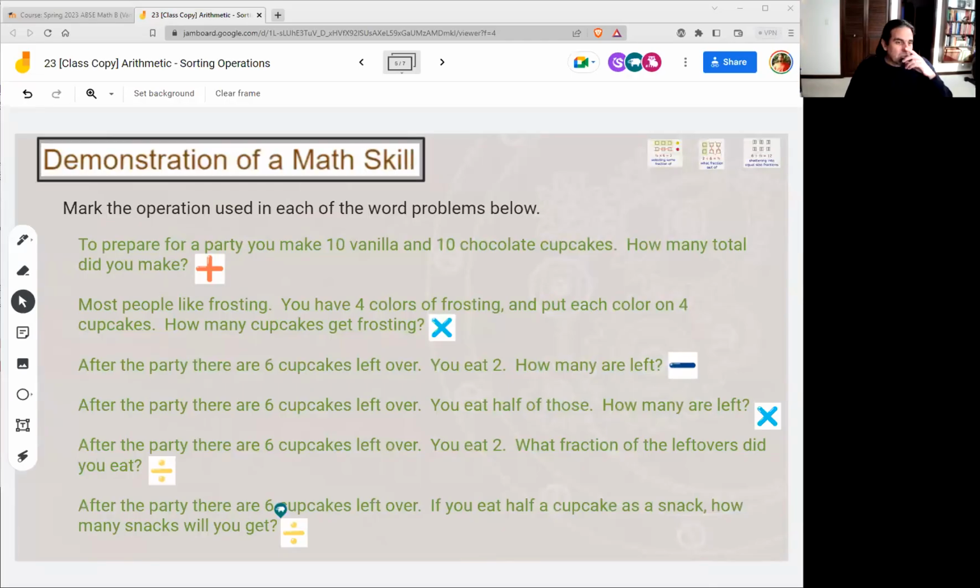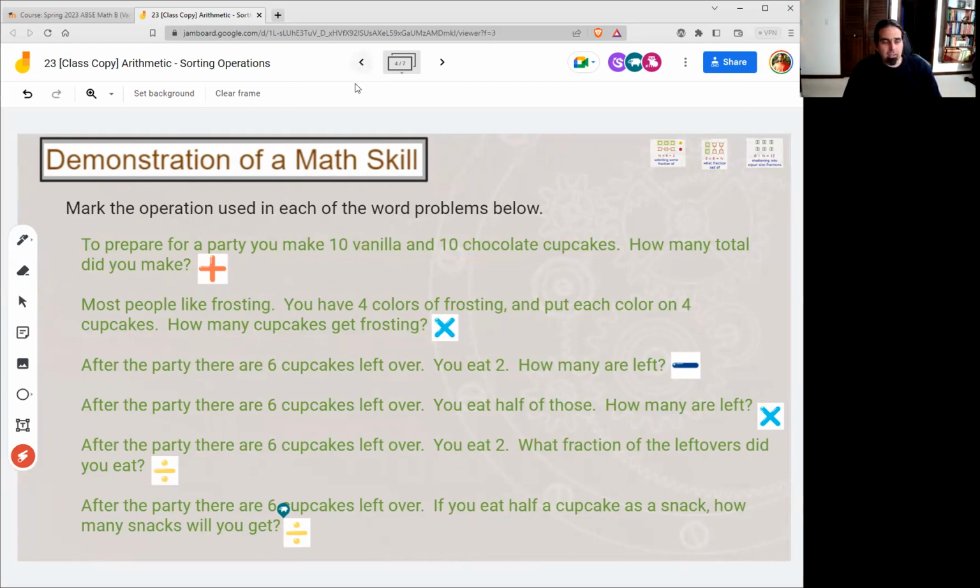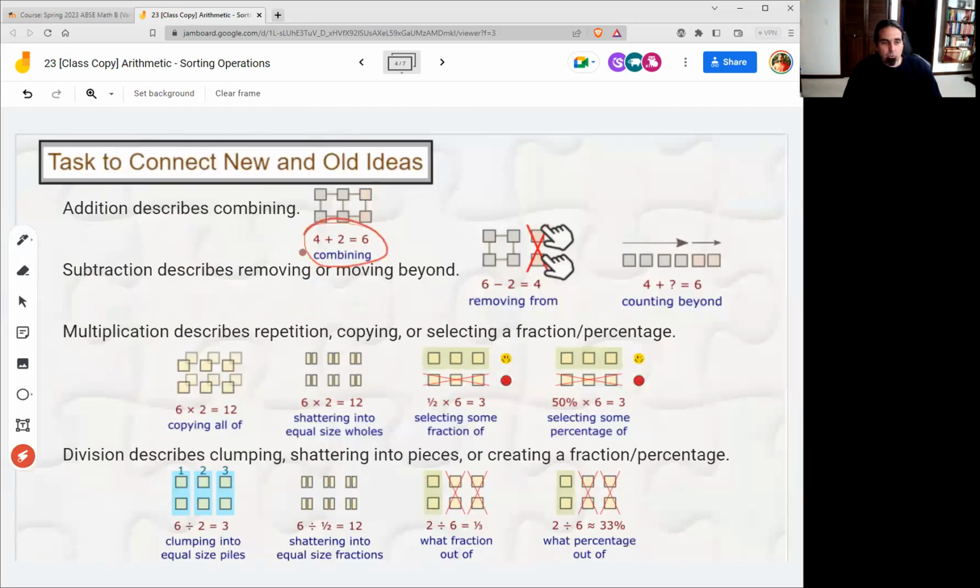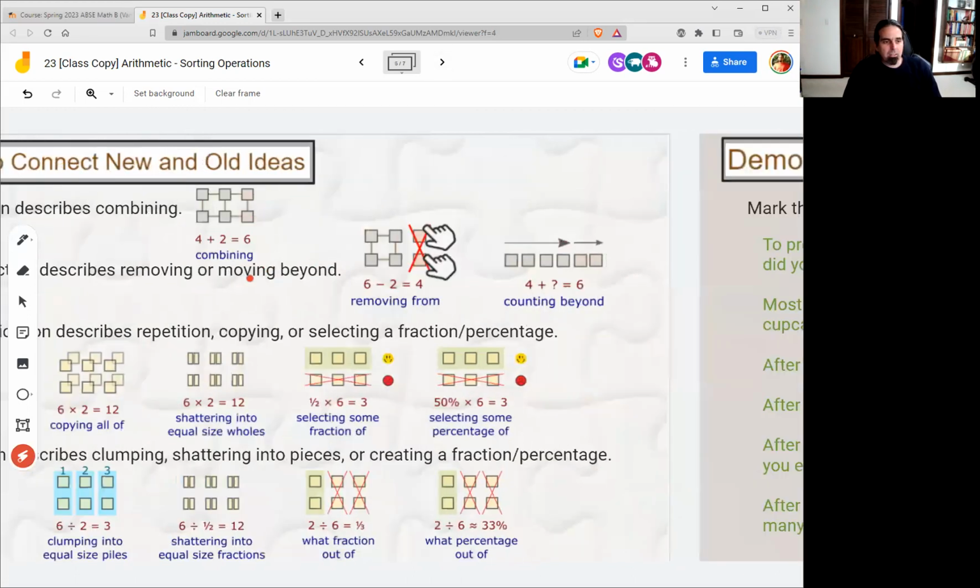So here's our answers. I want to talk about 3 of them in particular on the recording. So to prepare for a party, you make 10 vanilla and 10 chocolate cupcakes. How many total did you make? If I have 10 of this and 10 of that, then I'm combining those 2 piles of 10, I'm getting 20, so I'm adding.